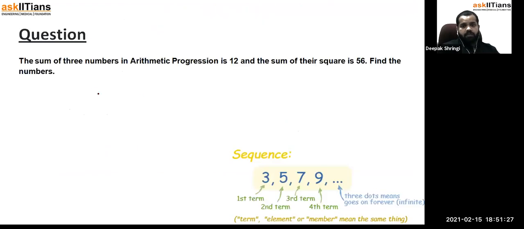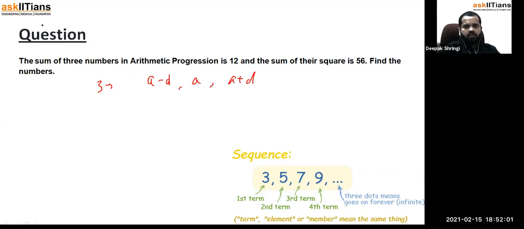So yeah, we'll do a question based on arithmetic progression. The sum of three numbers in arithmetic progression is 12, and the sum of their squares is 56. Find the numbers. Whenever you have to take three numbers in an AP, since 3 is an odd number, take the common difference as d, and take the three numbers in the order a minus d, a, and a plus d.